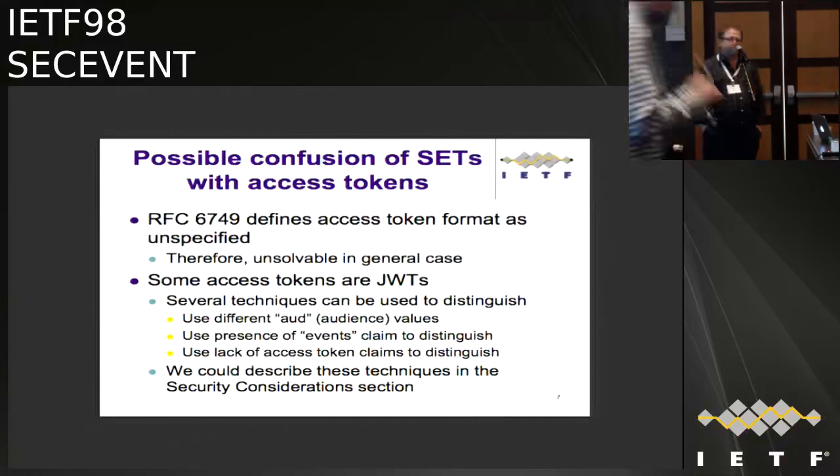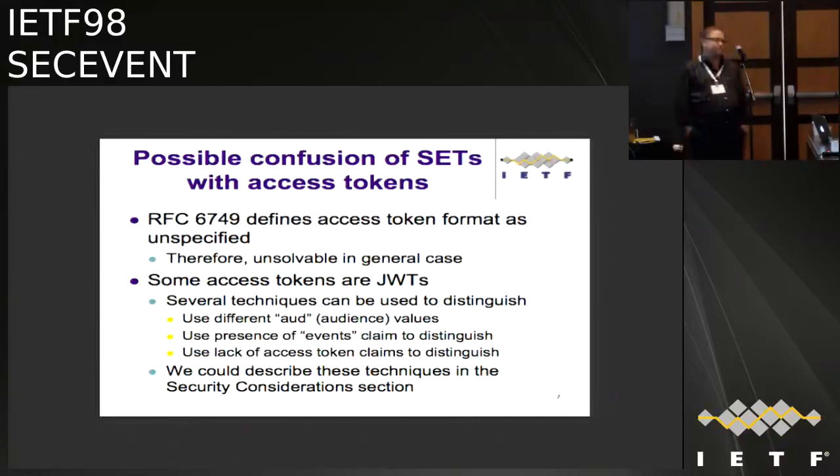But again, these are short-term solutions. I think we need a long-term solution, and that cannot be solved in this working group. And we need to find a way to escalate it and have a long-term solution in JOTS. We have a real problem here.